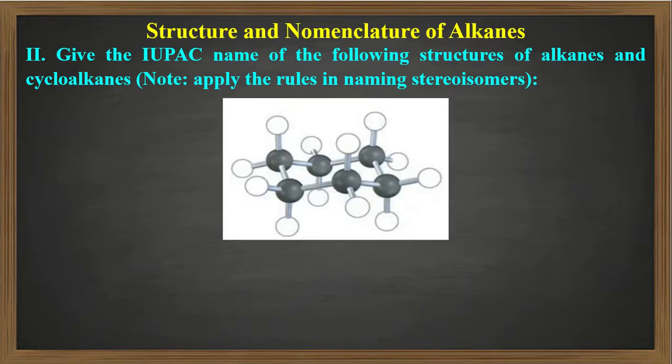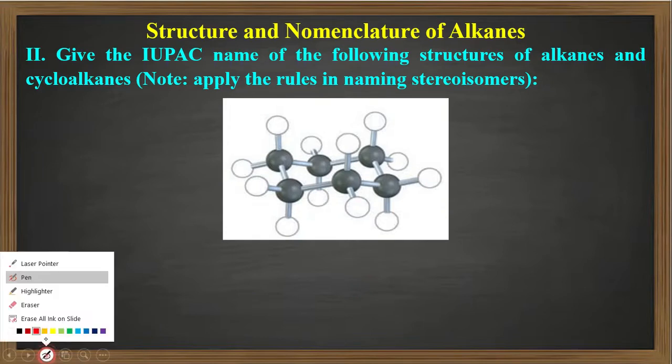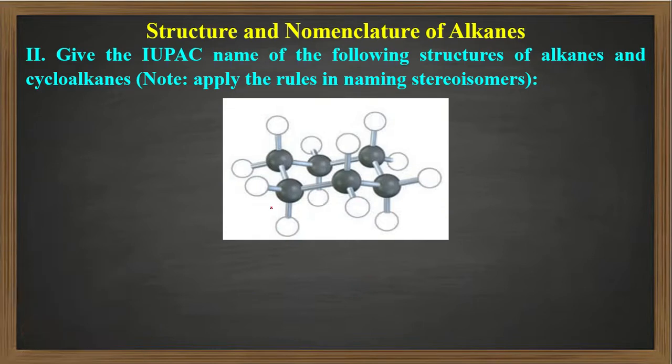Next, we have here, this one is a cyclohexane. Right? So, no substituent, no? You will just have to count the number of carbon atoms. 1, 2, 3, 4, 5, 6. No substituent. So the name for this compound is cyclohexane. It's very easy.